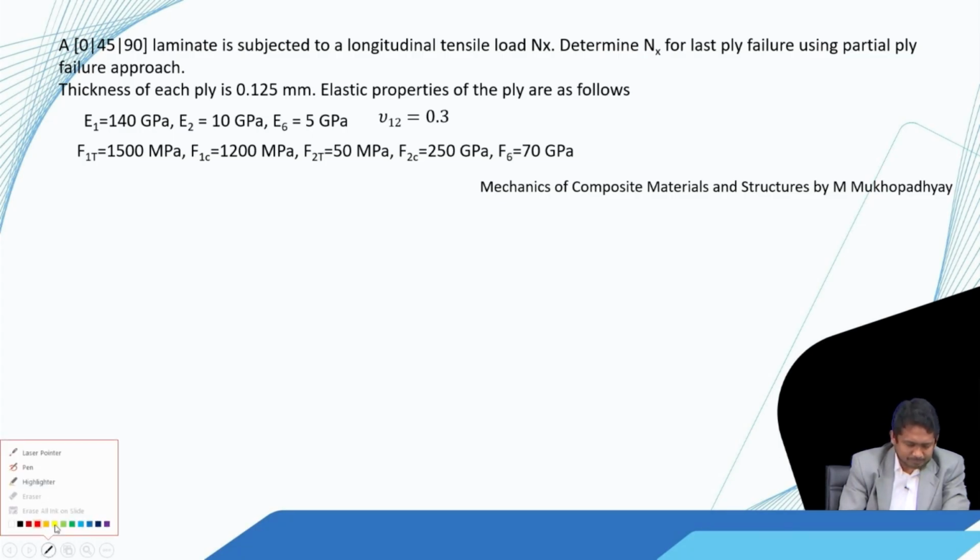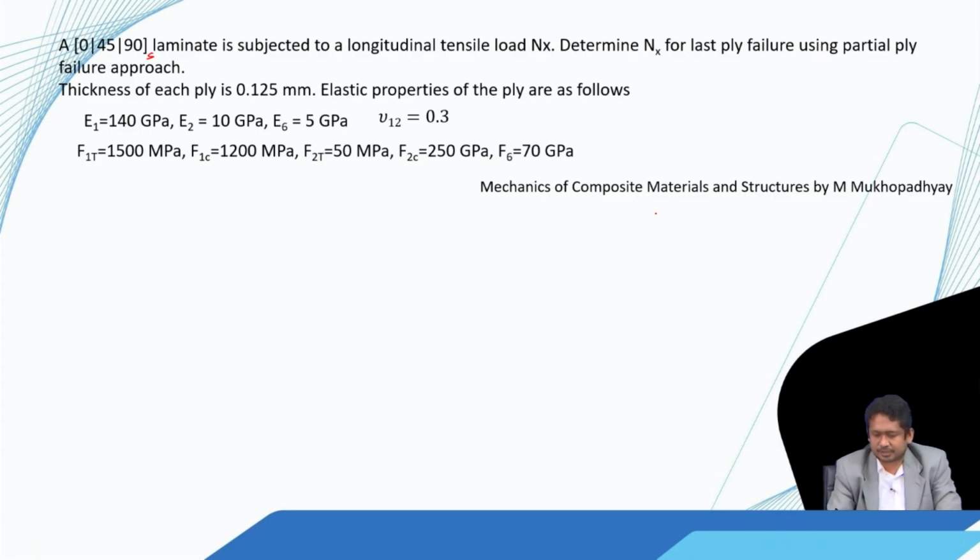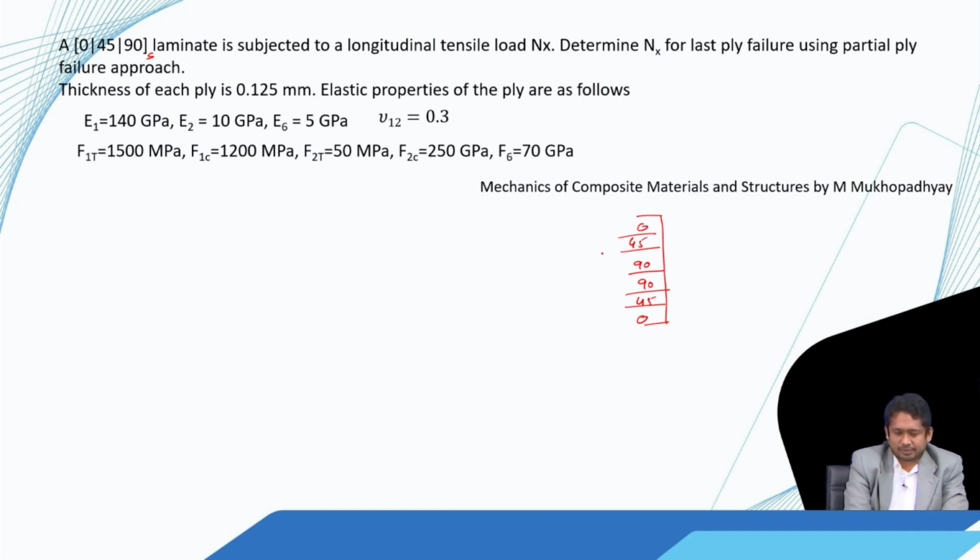So, the laminate is same, it is a symmetric laminate. So, we have 0, 45, 90, 90, 45 and 0, and till the first ply failure the analysis is same. So, we have seen that the first ply fails is ply number 3 and ply number 4.